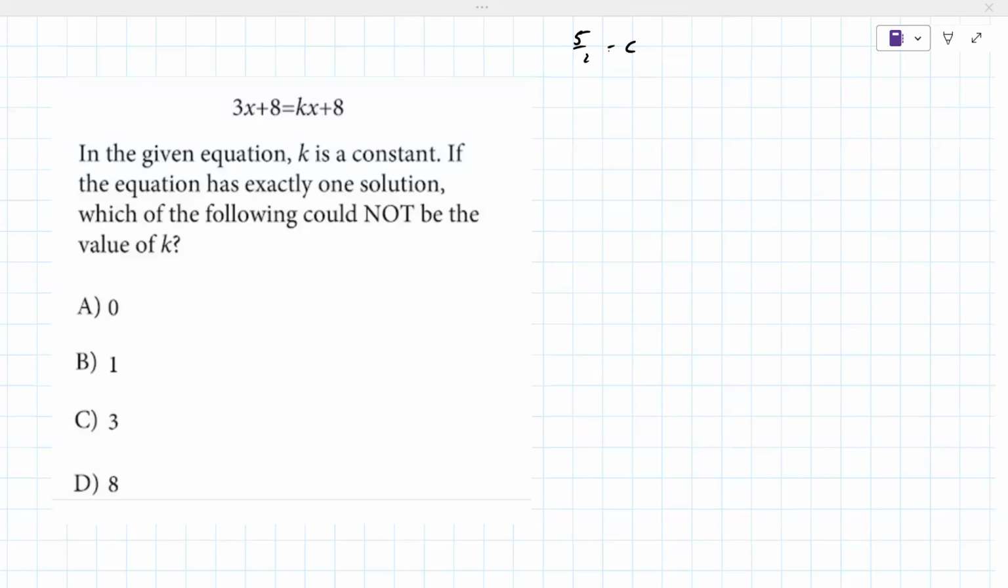A? Okay, so why is A the correct answer? Wait, I think I did it wrong. It would be C. Okay, why is C the correct answer? Because when you substitute 3 in for K, it's the same equation on both sides. And that's not one solution, that's infinite.